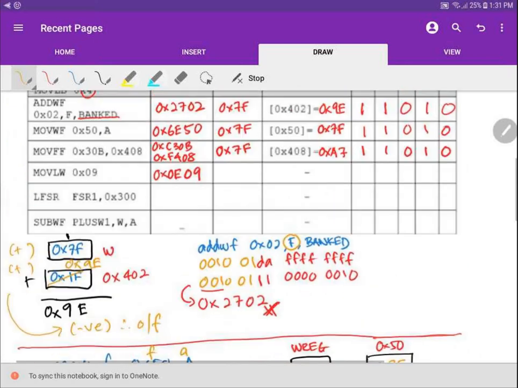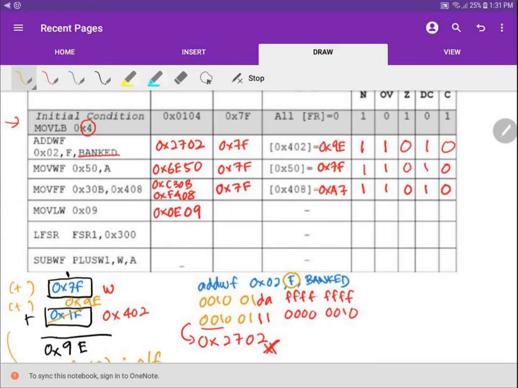So what will be the content of working register? Yes, hex 09. Of course here's a dash because there's no other file registers involved. This instruction affects status register? None. So I write back the same thing. Any questions? Can we go to the next one?